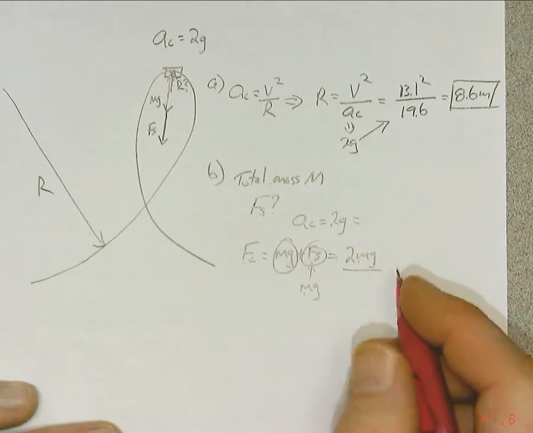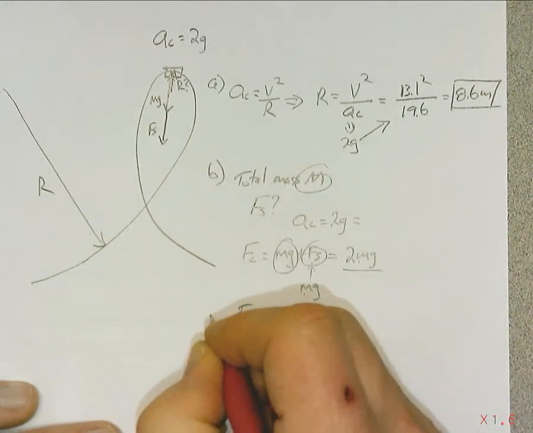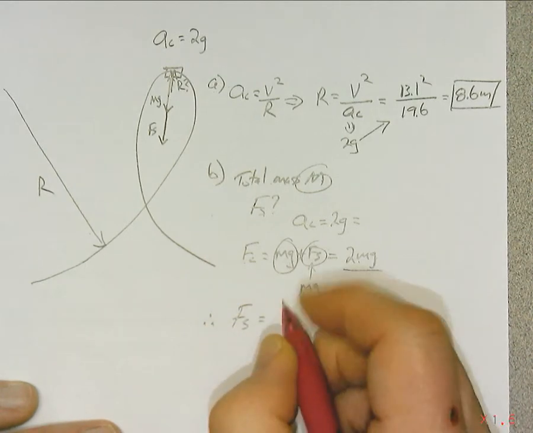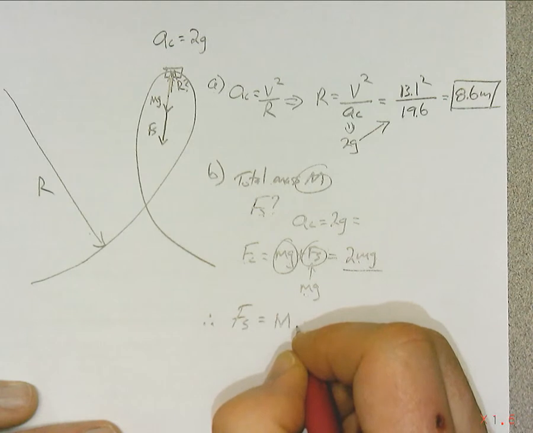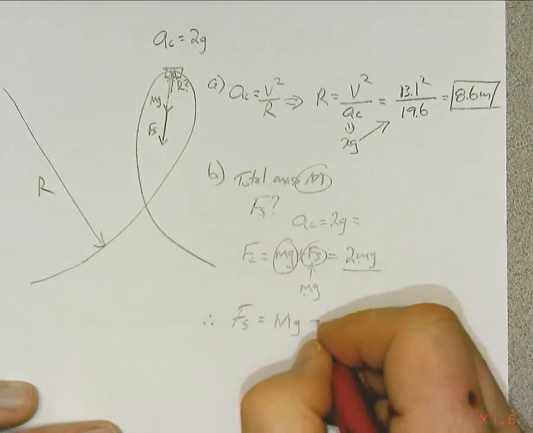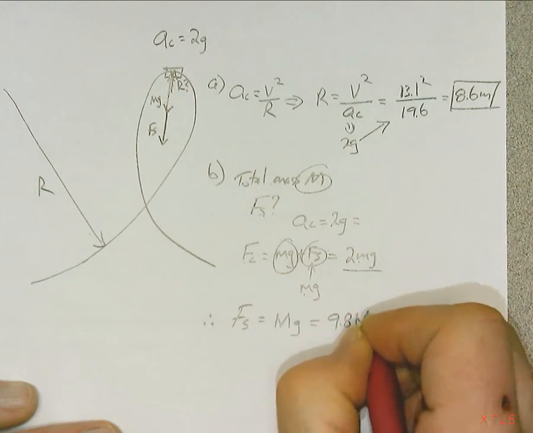So if the total mass is big M, then the support force for this problem is equal to big M times g, which is also equal to 9.8 M. There it is. That is your answer.